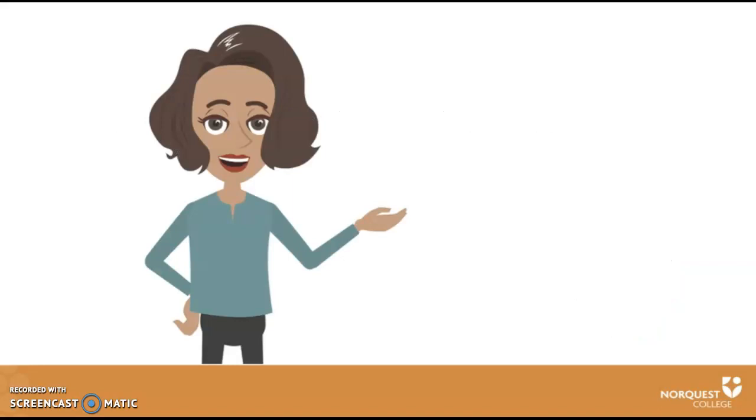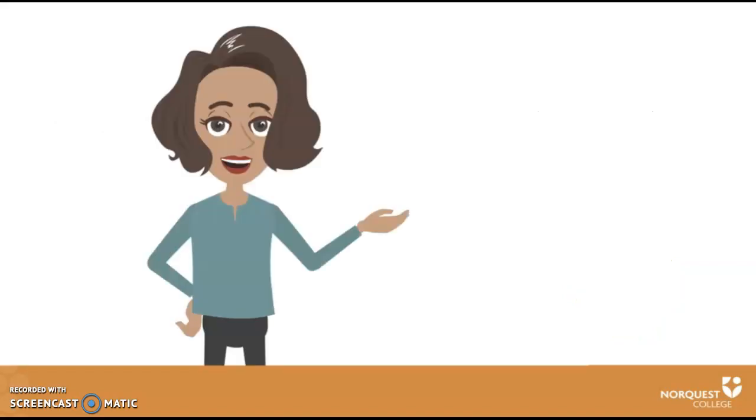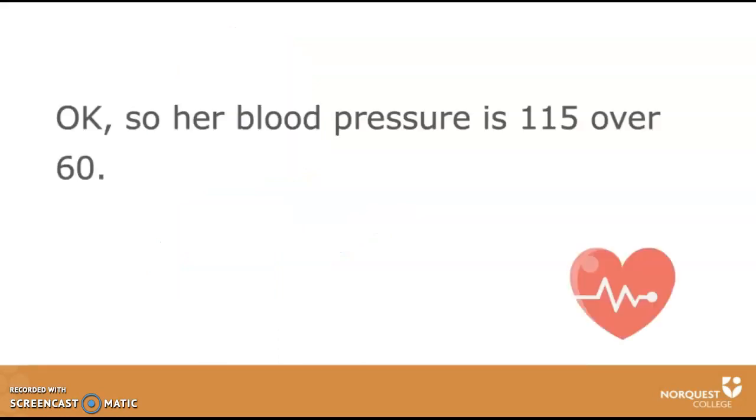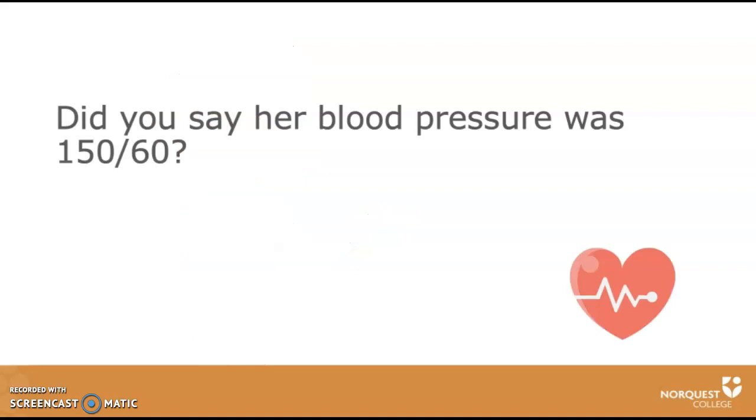Okay, so his blood pressure is 140 over 90. Okay, so her blood pressure is 115 over 60. Did you say her blood pressure was 150 over 60?